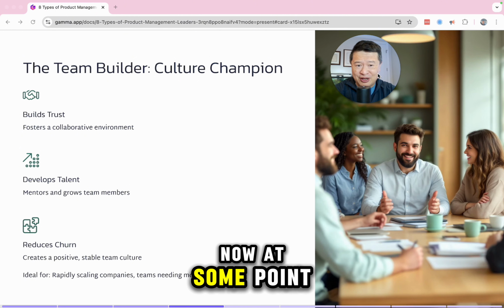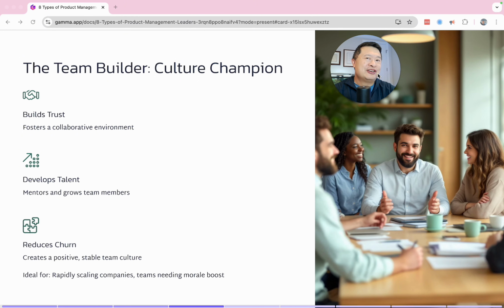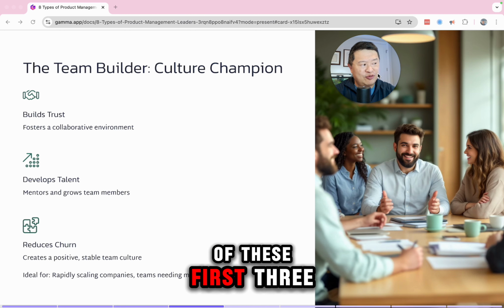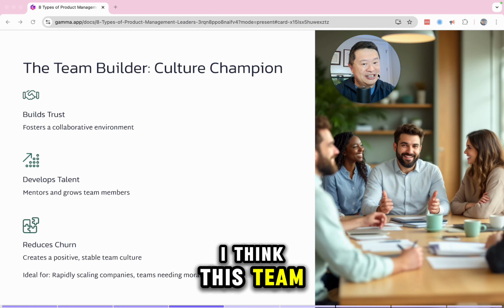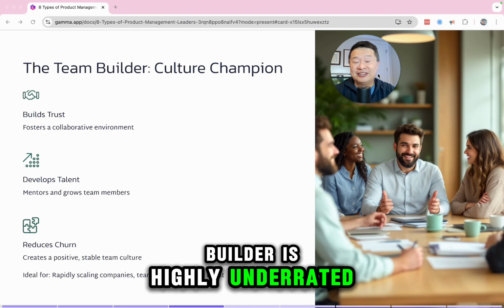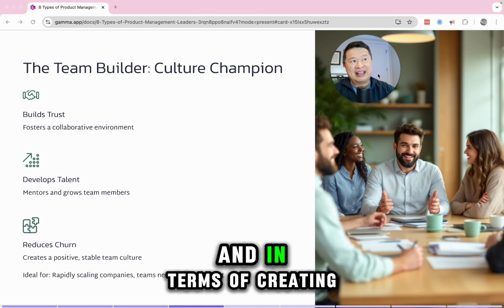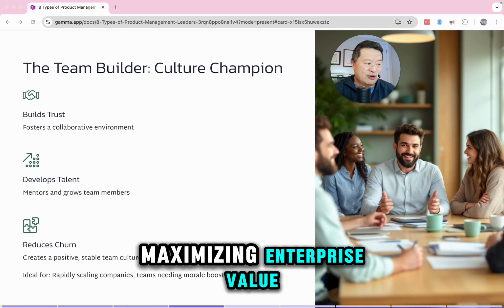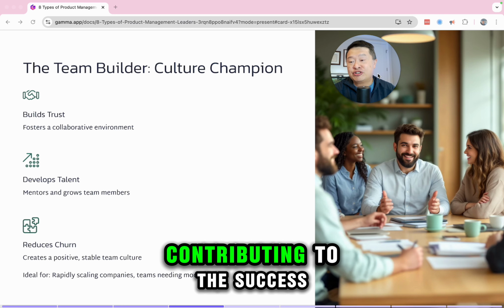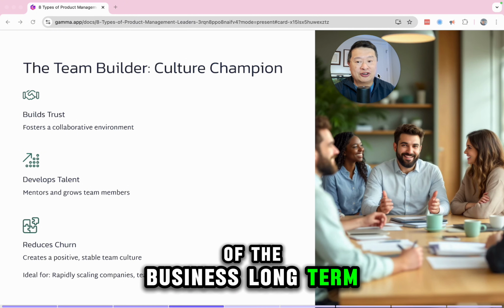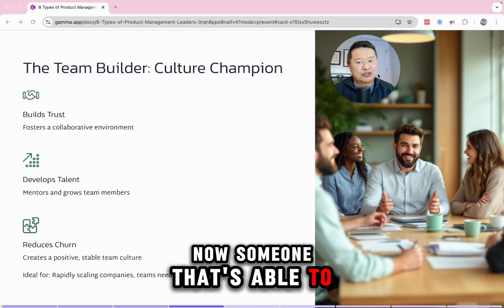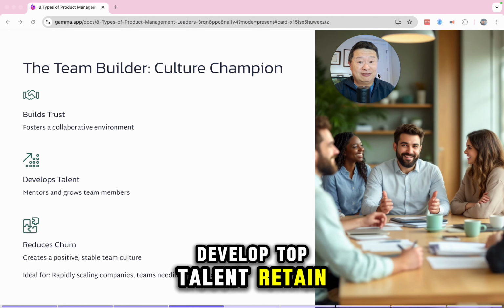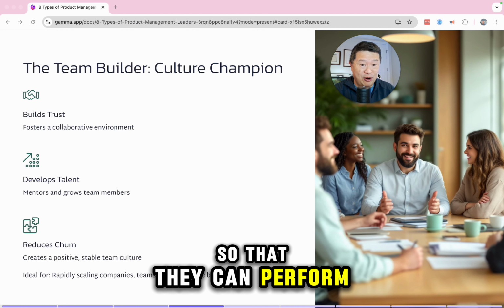Now, at some point, let me know in the comments if you think any of these add more value, typically in a corporation. Of these first 3 so far, I think this team builder is highly underrated. In terms of creating shareholder value, maximizing enterprise value, and contributing to the success of the business long term, someone that's able to build trust, develop top talent, and retain that talent so that they can perform really well.